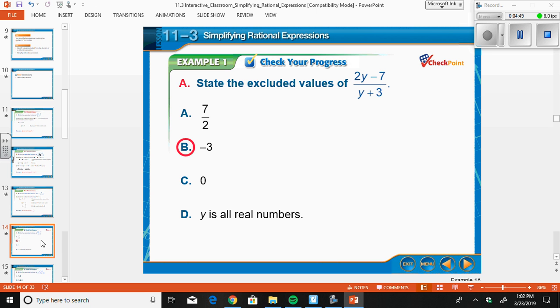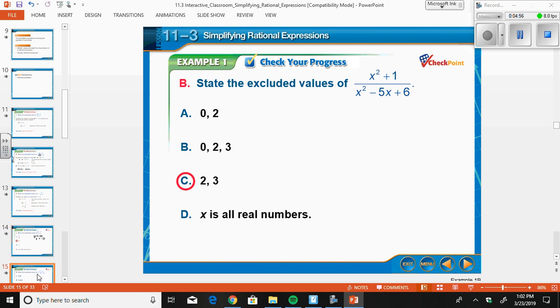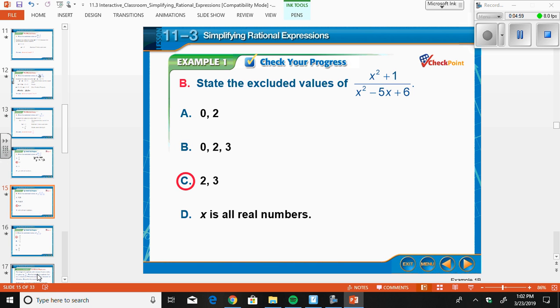State the excluded value here. Y plus 3 equals 0. Solving for y, you get negative 3.